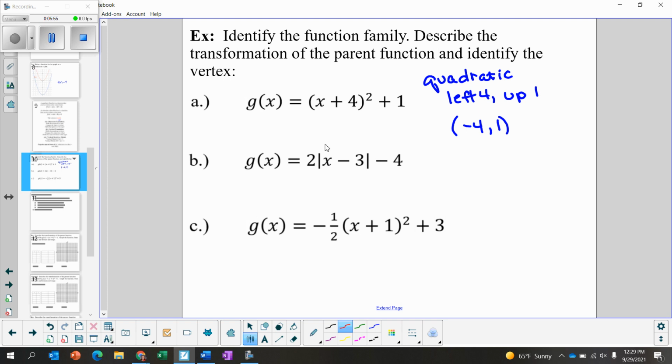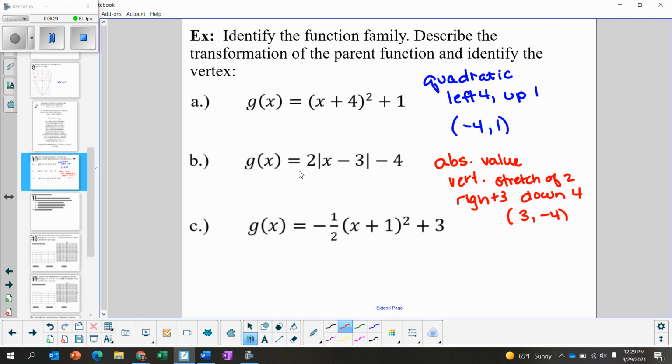All right, for the second one, I see these bars. There's no squared, so this is absolute value. We have a 2 in front, so it's a vertical stretch of 2, and also -3 means right 3, and -4 means down 4. And my vertex would then be +3, -4. The a value is not going to affect that.